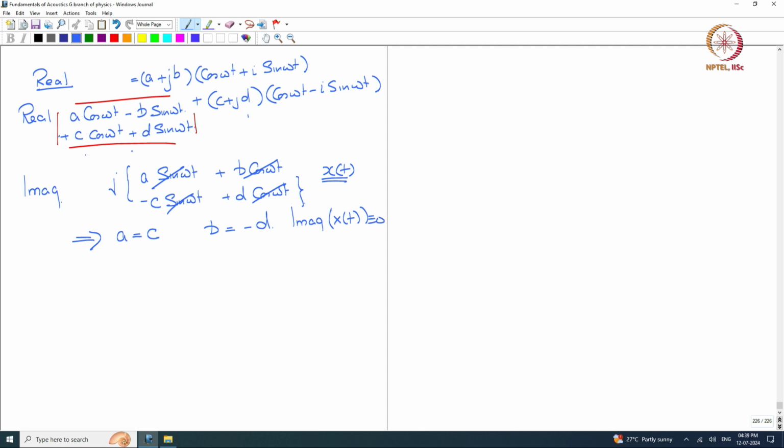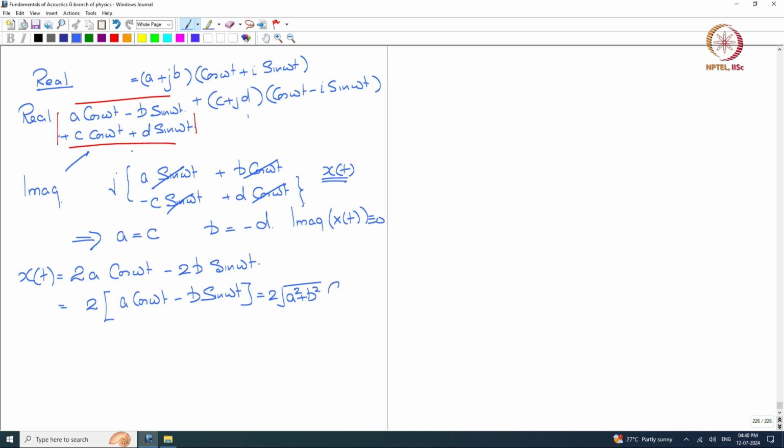Okay. Then what happens with this? A is equal to C, so I get twice A, so x of t is twice A cos omega t minus twice B sin omega t. That is equal to, let us put twice A outside, A cos omega t minus B sin omega t. This I can write as twice square root of A square plus B square, the amplitude, cosine omega t plus some phase.